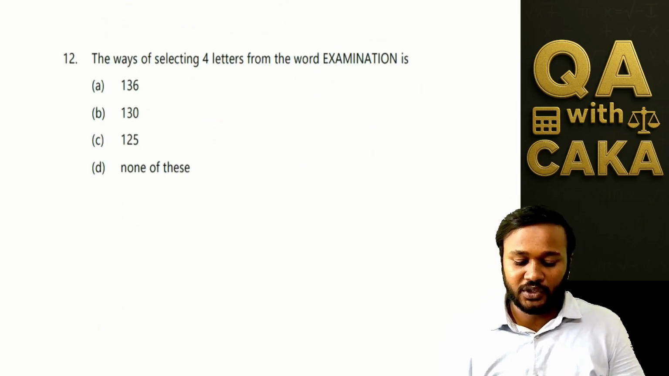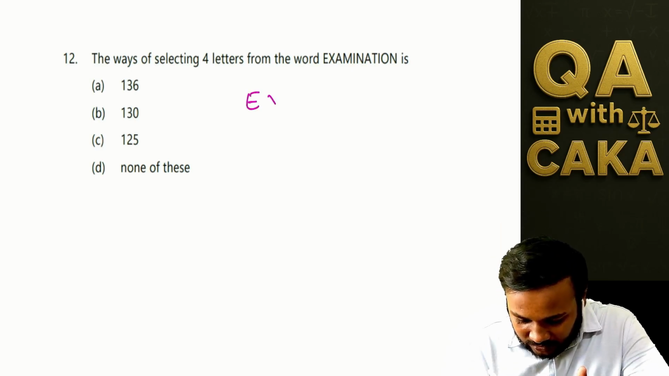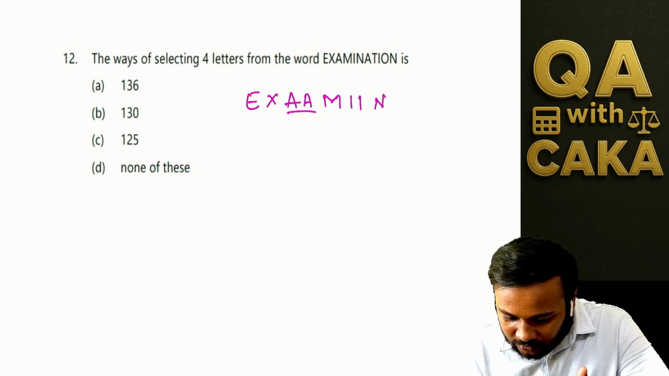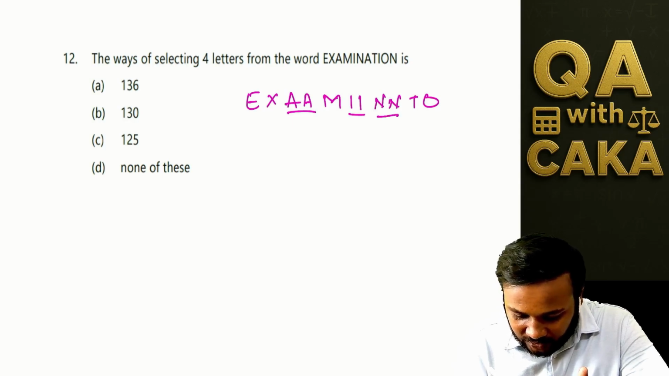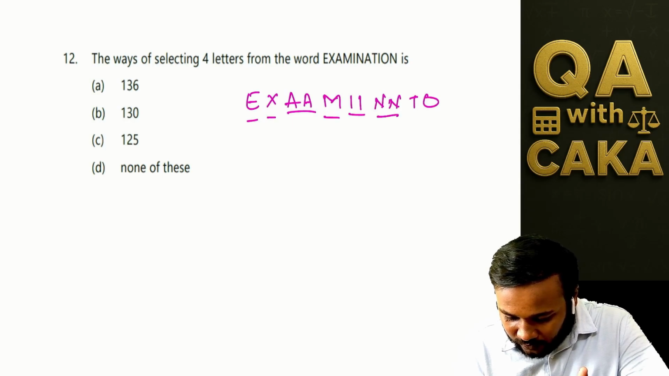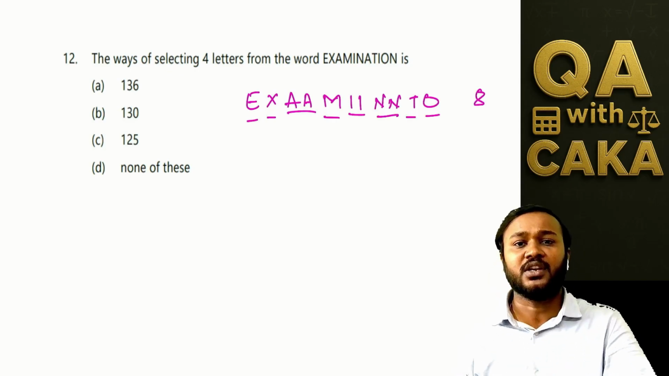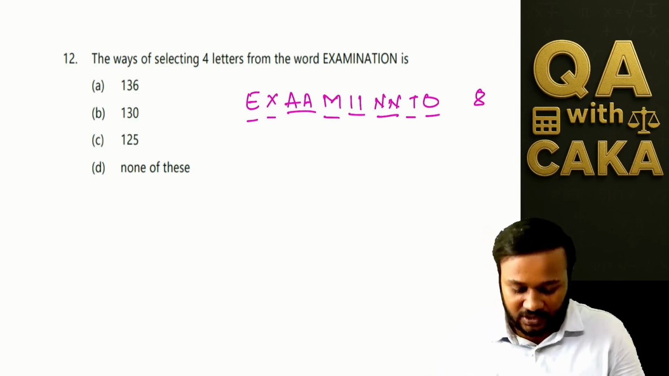The ways of selecting four letters from the word EXAMINATION is. Now let's try to see. E, X, A is having two letters. M, I is having again two letters. N, N is also having two letters. T and O. So if you see letters 1, 2, 3, 4, 5, 6, 7, 8, there are overall 8 distinct letters. So the ways of selecting four letters. If you observe, there are three scenarios here.